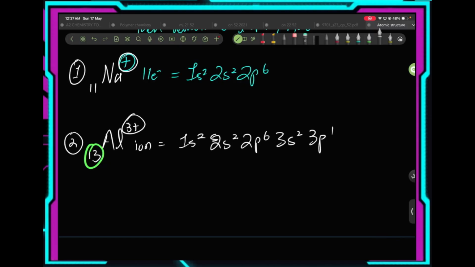Now what you do is consider this 3 positive charge. 3 plus charge means it has lost 3 electrons. So you just start removing electrons from the outermost. So you remove one electron from here, this is gone, and the remaining 2 electrons from 3s, this is also gone. So this would be the electronic configuration for an aluminium 3 plus ion, right?